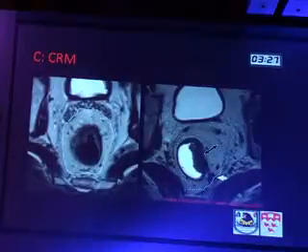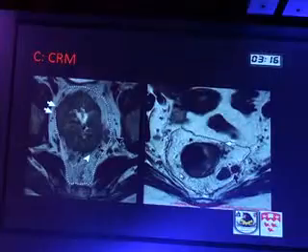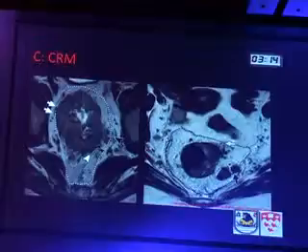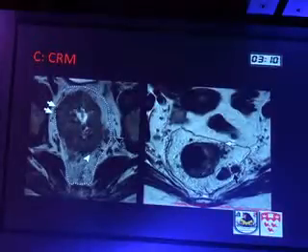This is an example of the location of the mesorectal fascia. It should be the dashed line here, and then this is the location of the mesorectal fascia as well. The tumor is away from the mesorectal fascia as we see, but the lymph node is involving the mesorectal fascia, so CRM positive.